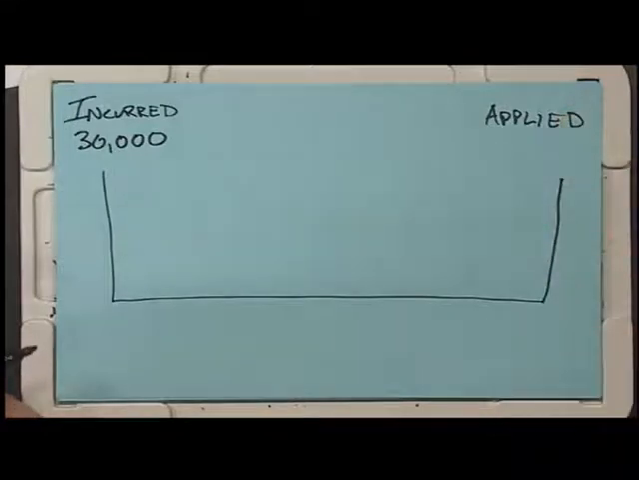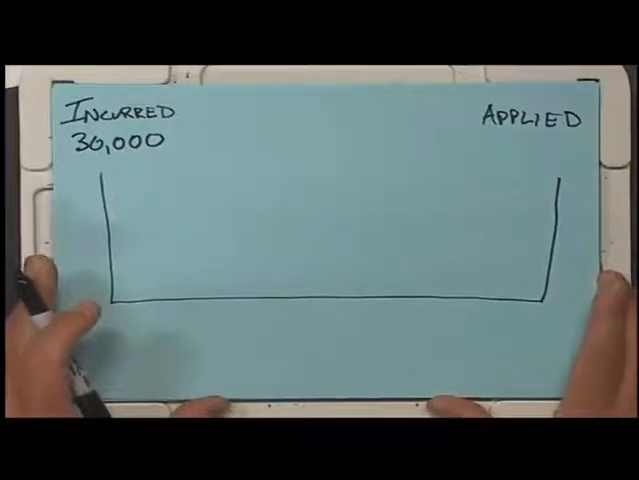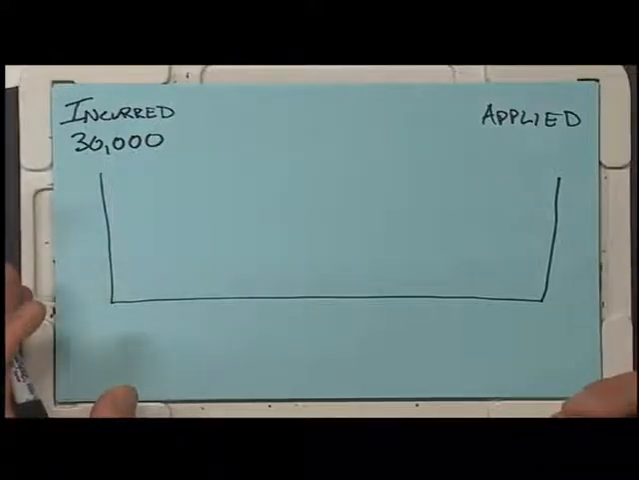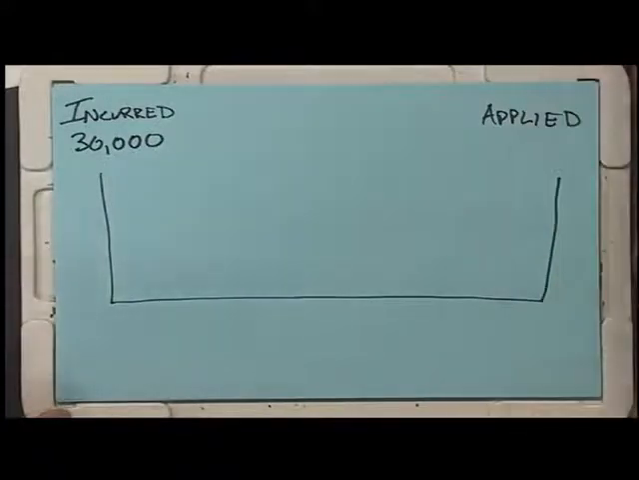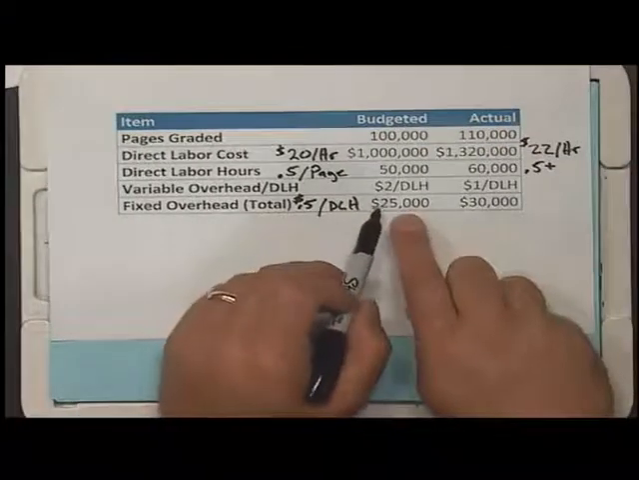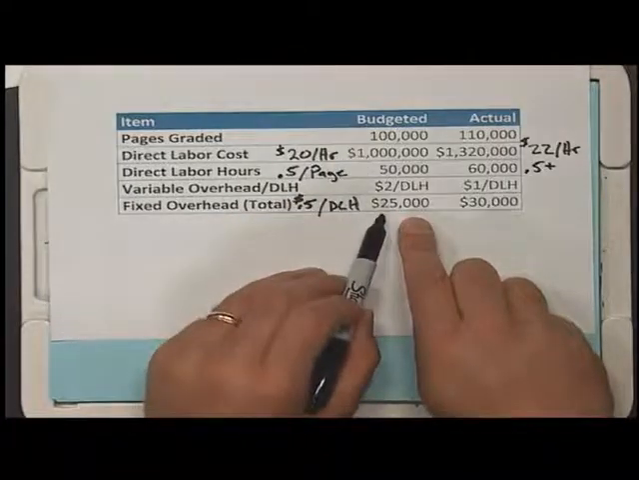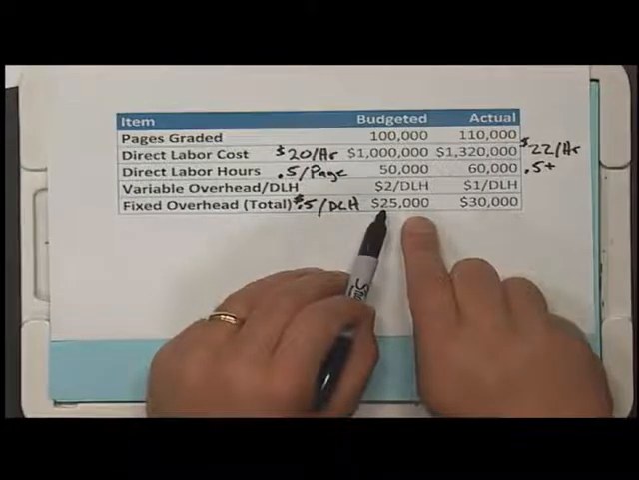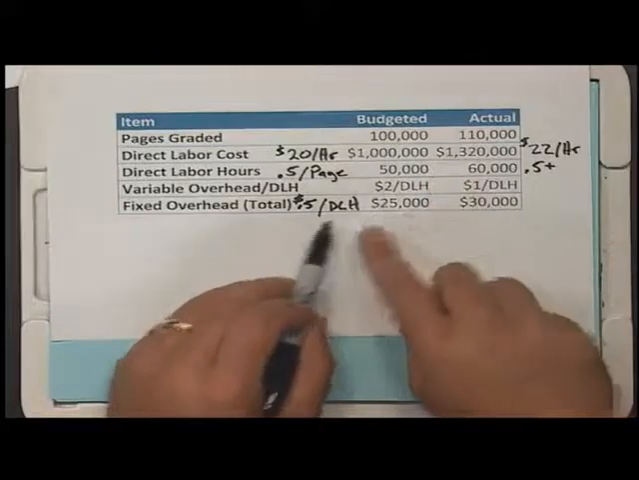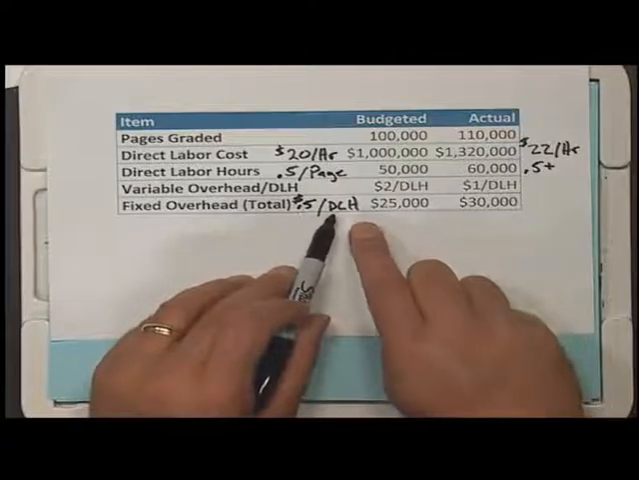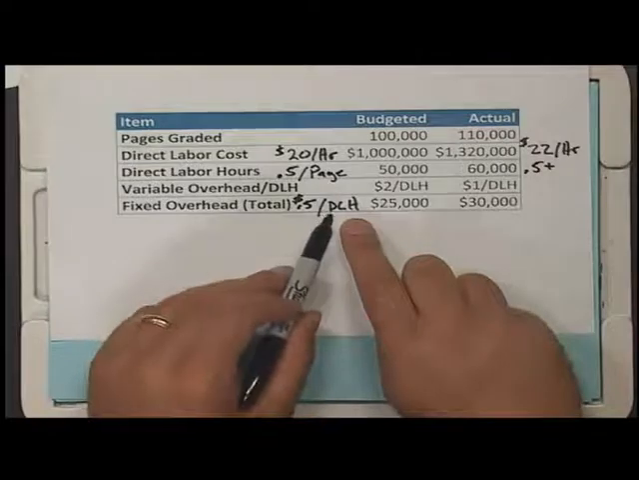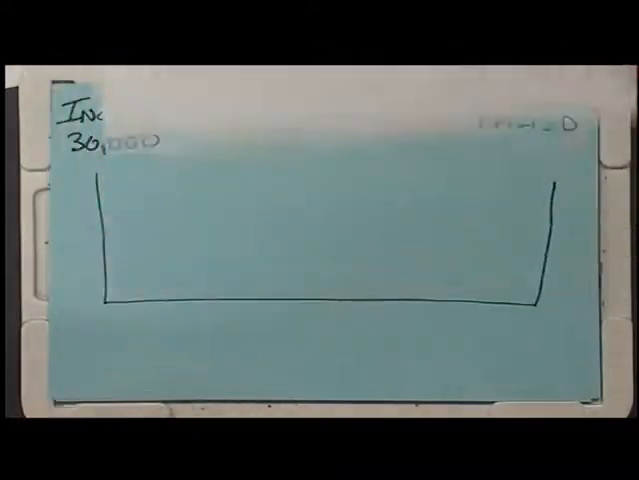The applied amount does, however, vary with quantity. Remember how absorption costing systems work. Every time we make a unit, we're going to apply a little more fixed cost. How much more fixed cost? Well, we projected in our budget that we'd have $25,000 of fixed overhead, and that was going to be spread over 50,000 direct labor hours, so that's 50 cents per direct labor hour. That's our predetermined fixed overhead rate.